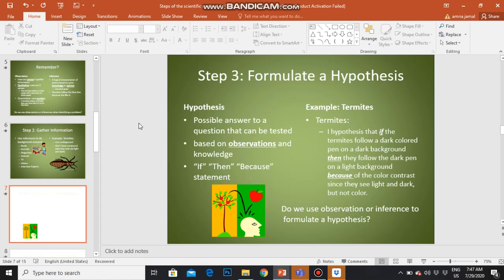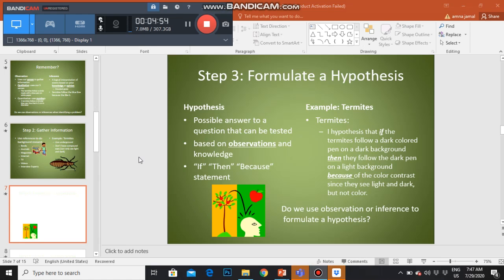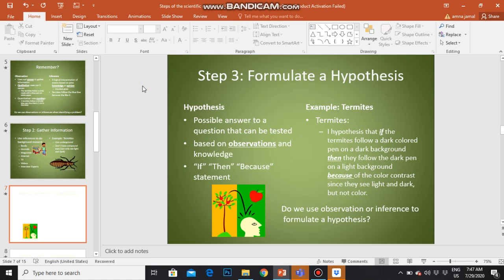Step 3. Formulate a hypothesis. फिर हम उसके बाद hypothesis की तरफ आते हैं, फिर उसे हमने hypothesis formulate करना होता है और this is a possible answer to a question that can be tested based on observations and knowledge. It is an if-then-because statement.